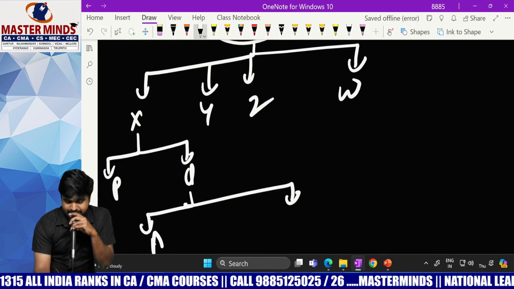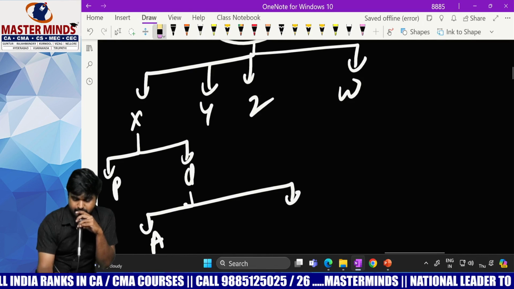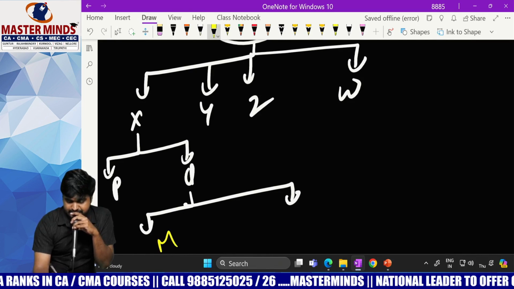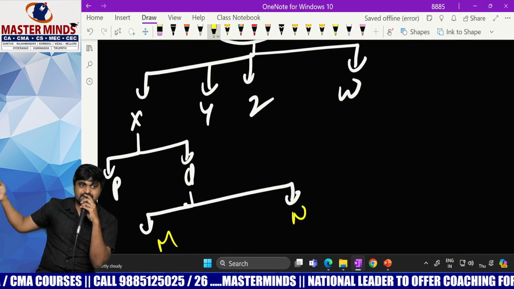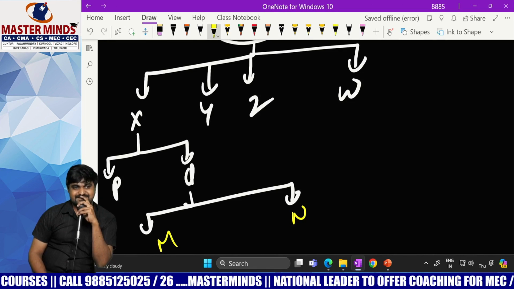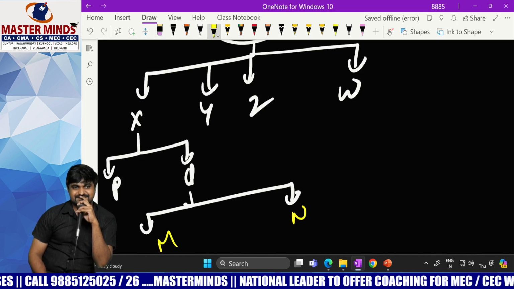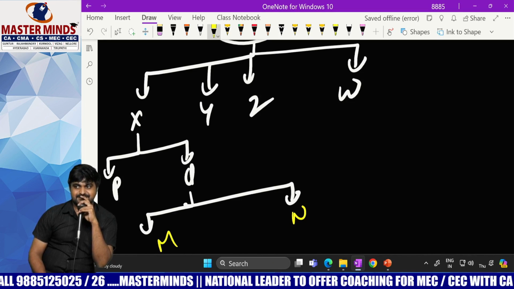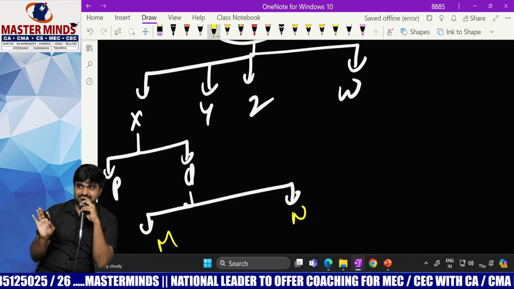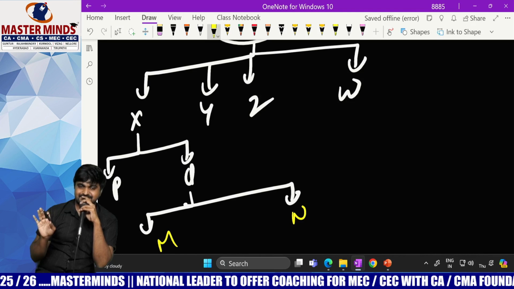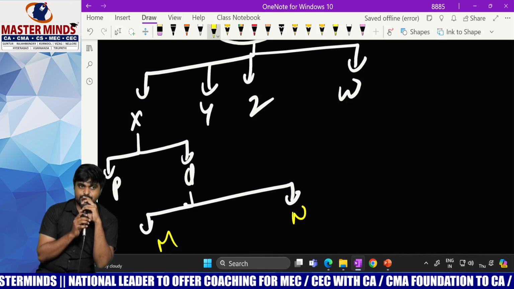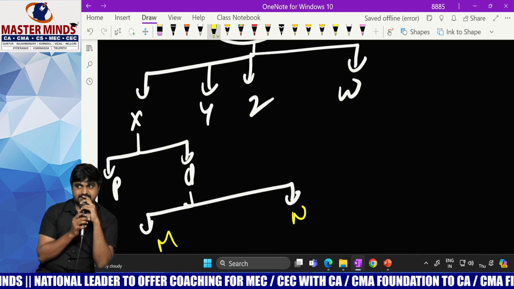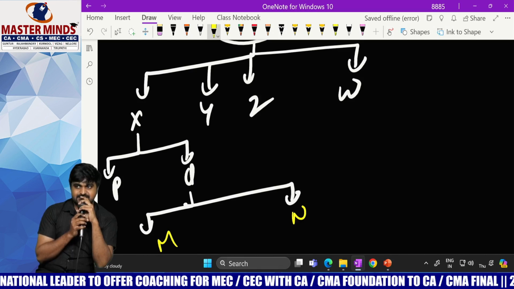Now Q Limited is having 2 subsidiary companies. Say for example, M Limited, N Limited. So for M Limited and N Limited, which one is the holding company? A Limited only. Okay. Is it the correct answer?